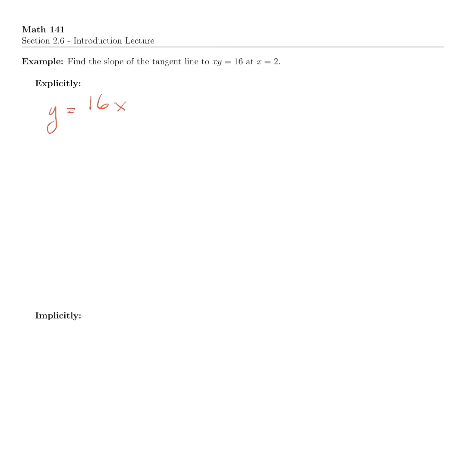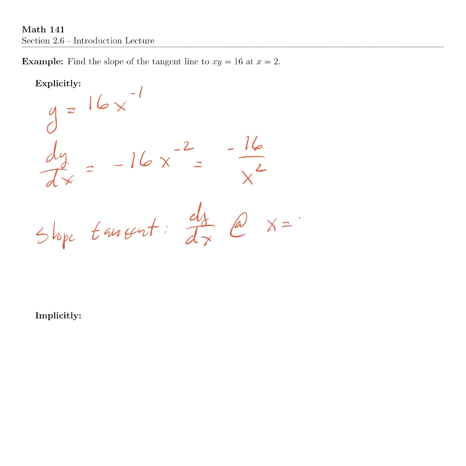So y is 16x to the negative first power. We can use the power rule to find the derivative of y with respect to x, which is negative 16x to the negative 2, or negative 16 over x squared. And then the slope of the tangent is just dy dx at x equals 2. So that would be negative 16 over 2 squared, or negative 4. Okay, that example, there's no reason to handle that one any other way.